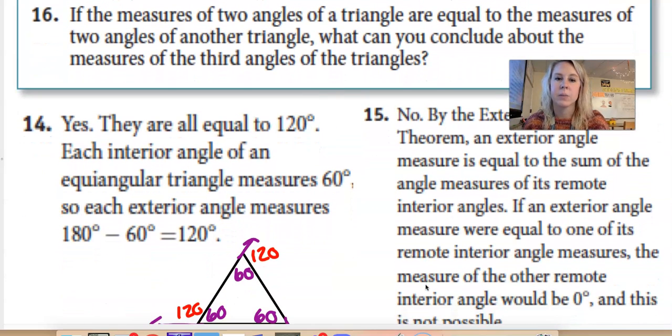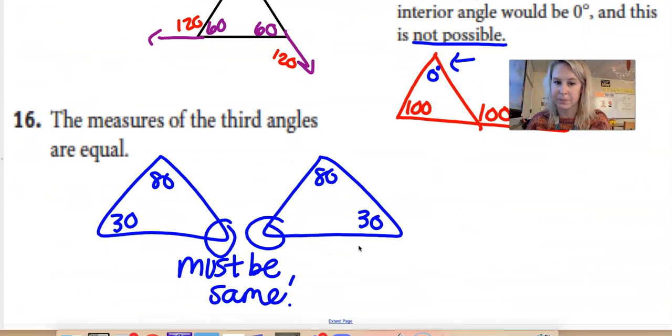And 16, if the measures of 2 angles of a triangle are equal to the measures of 2 angles of another triangle, what can you conclude about the measure of the third angle of the triangles? So I drew a picture. If I know one is 80 and one is 30, and in the other triangle they're also 80 and 30, the third angles also have to be the same.